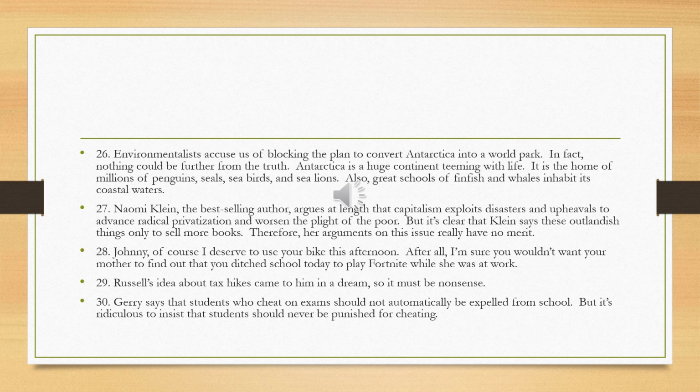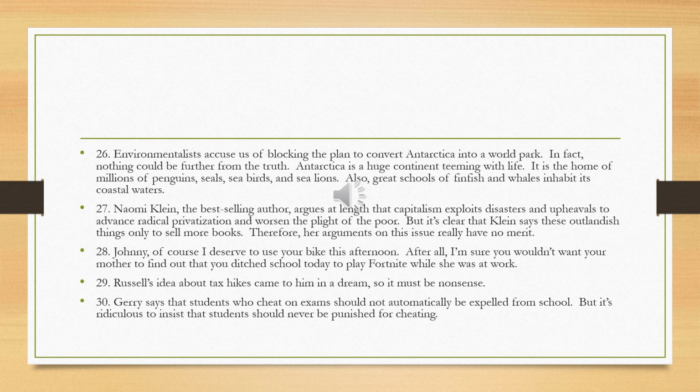So the fallacies in numbers 26 through 30, we've all seen examples of before, so this group should be fairly straightforward. 26 says, environmentalists accuse us of blocking the plan to convert Antarctica into a world park. In fact, nothing could be further from the truth. Antarctica is a huge continent teeming with life. It's the home of millions of penguins and seals, etc., etc. All of that might be true, but that's a completely different topic. So 26 commits the fallacy of red herring.